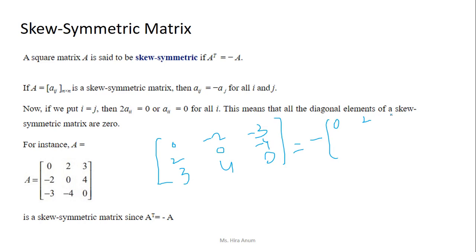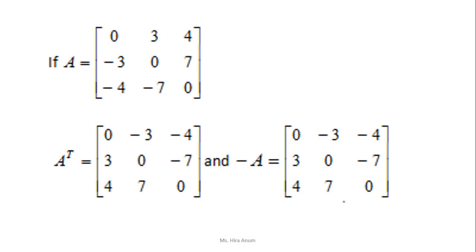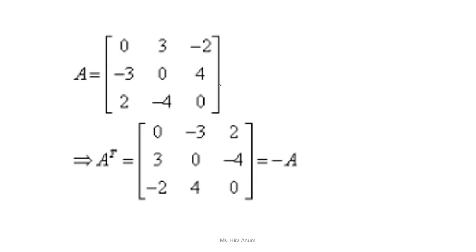2 3, minus 2, because we are taking common from this also, 0 minus 4 becomes 4, positive 3 becomes minus 3, minus 4 and 0. This is equal to minus A. This type of matrix is called a skew symmetric matrix. You can see another example. You have one matrix, taking the transpose, it is equal to minus A. You have another example.